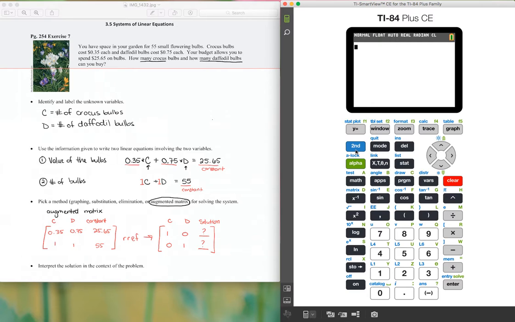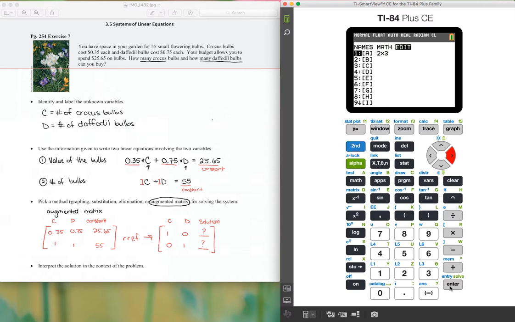So on your calculator, you're going to go to the matrix, which is right here. It's in the first column, and it's right above the x to the negative 1 button. So you're going to press second, and then x to the negative 1 to get into the matrix. We need to edit our matrix. Just choose the first one.